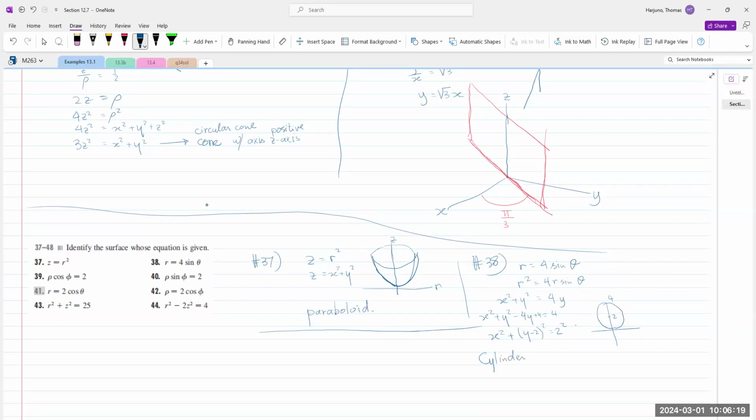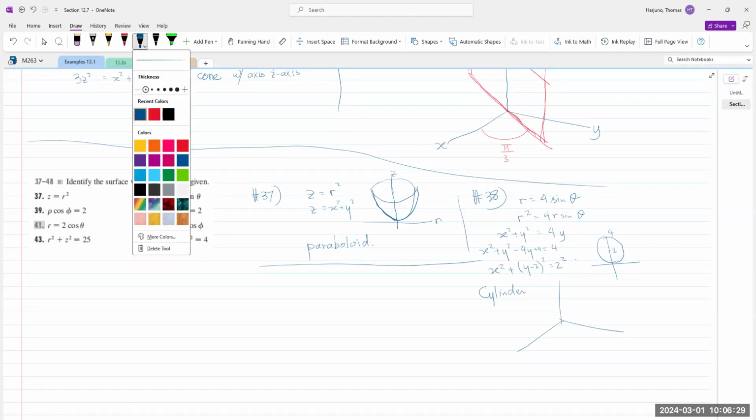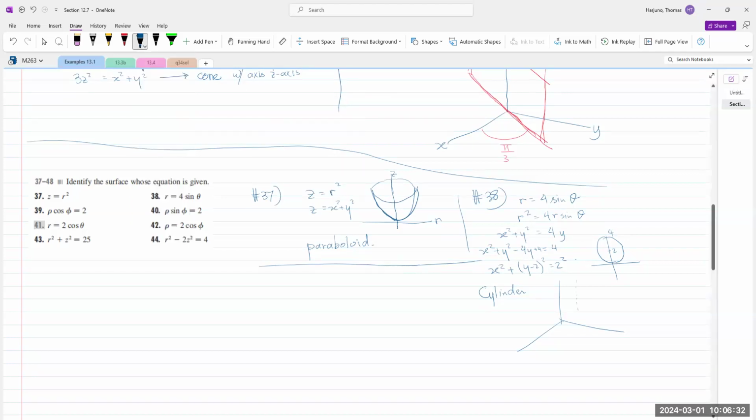Notice because it's missing the z variable, right? So it is a cylinder centered at this line here. Okay, the line of x equals 0, y equals 2. Okay, and it is a cylinder with radius 2 as well.